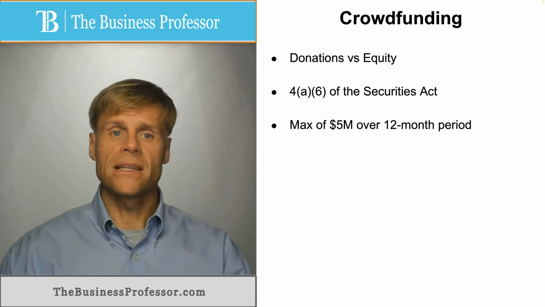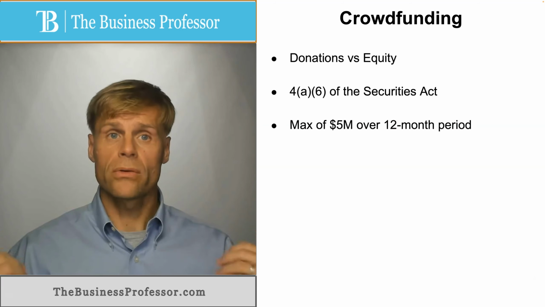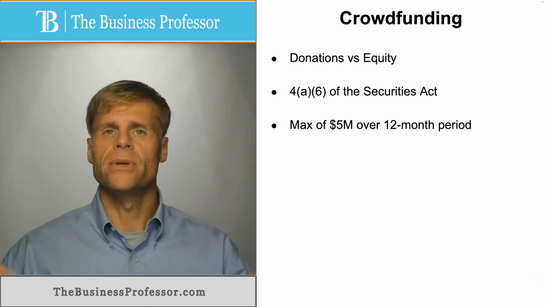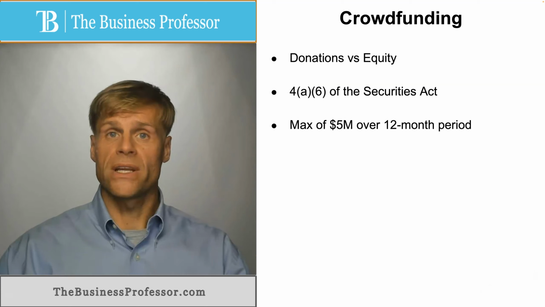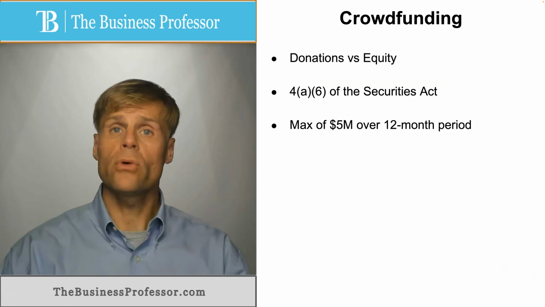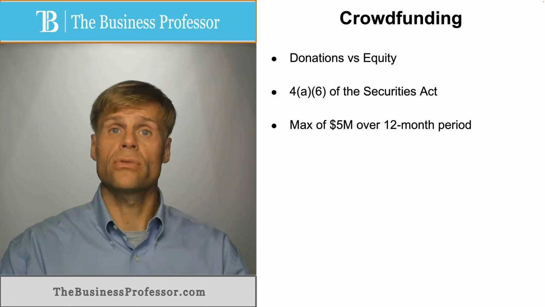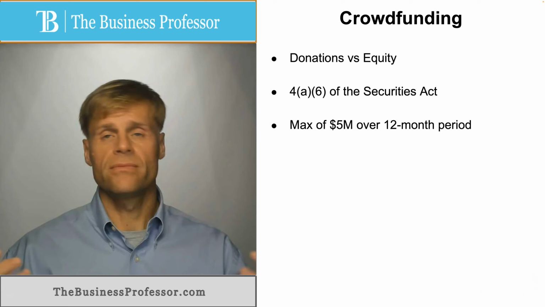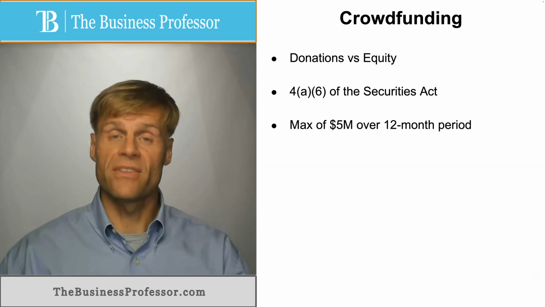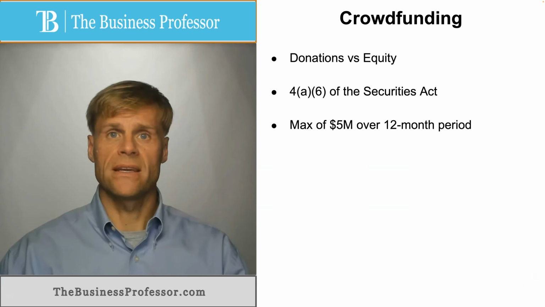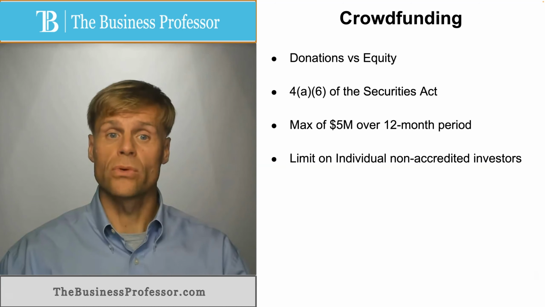Now, generally the limitation for the crowdfunding exemption is that a business can't sell more than $5 million worth of securities over a 12-month period pursuant to the exemption. If they want to sell more than that, they can. They just have to go through the registration process, which is very arduous, time-consuming, and very expensive. So it's important to stay within the exemption rules.